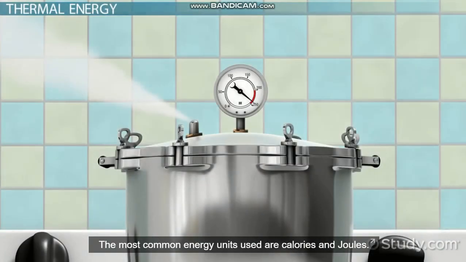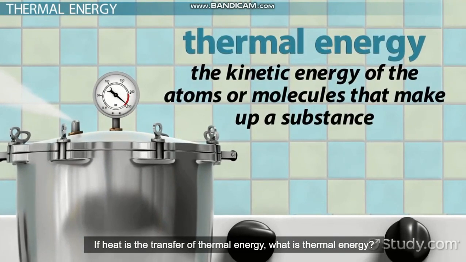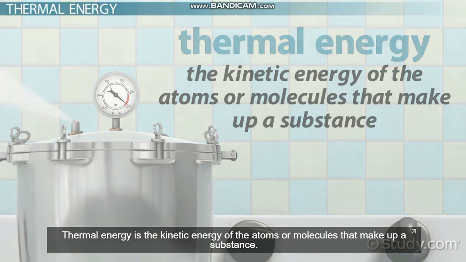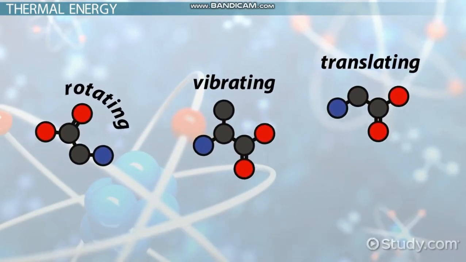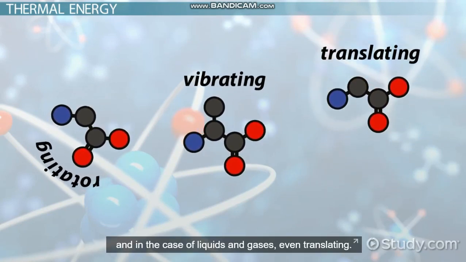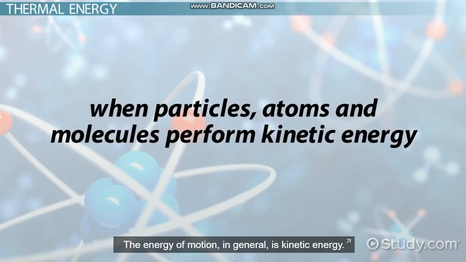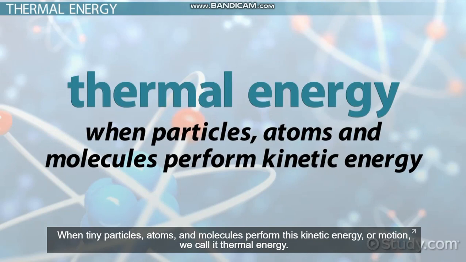If heat is the transfer of thermal energy, what is thermal energy? Thermal energy is the kinetic energy of atoms or molecules that make up a substance. These atoms and molecules move around by rotating, vibrating, and in the case of liquids and gases, even translating. The energy of motion, in general, is kinetic energy. When tiny particles, atoms, and molecules perform this kinetic energy or motion, we call it thermal energy.